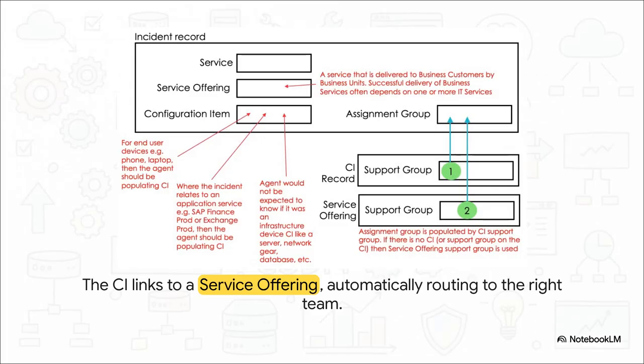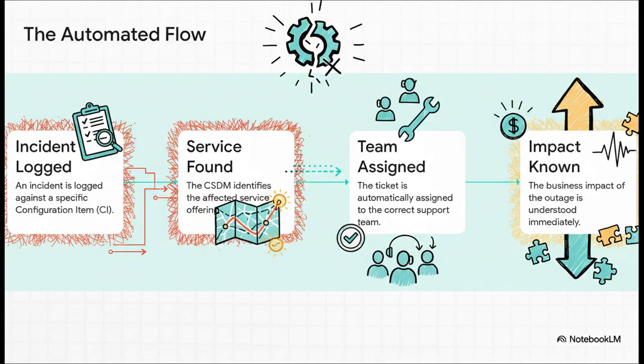And here's where the magic happens. Because that CI is already mapped out in the CSDM, the system instantly knows which service offering it supports. And what does that mean? It means the incident is automatically, instantly routed to the correct support group. No more guesswork, no more frantic phone calls trying to find the right team. Let's walk through that flow one more time, because this is huge. A failure is detected. An incident is logged against a specific CI. Right away, CSDM identifies the affected service offering. The ticket is then automatically assigned to the team that's supposed to handle it. And, most importantly for your team, the actual business impact is understood from the very first second.